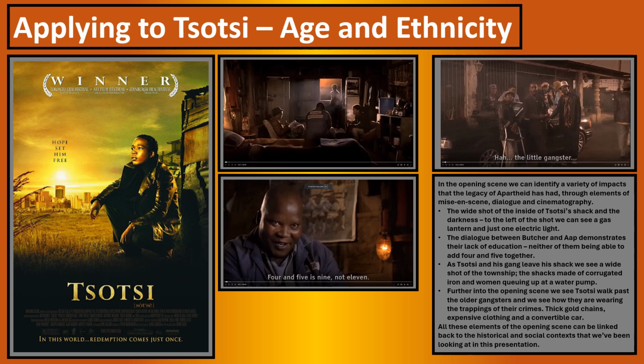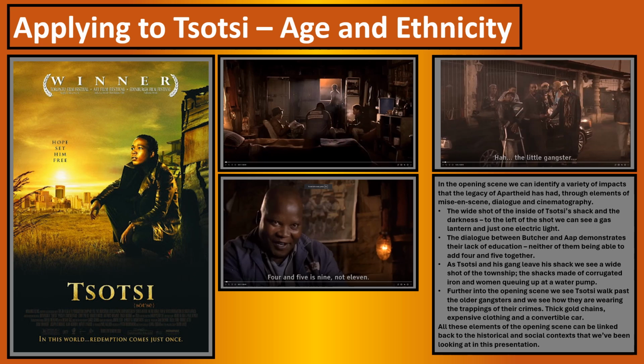So we start off with this wide shot of the inside of Tsotsi's shack. It's dark, it's dingy, it's untidy, and to the left of the shot we can see a gas lantern and just one electric light. And already what we can start to see is how that demonstrates the legacy of apartheid rule to us. In these townships, they are areas of poverty. There is no electricity for most of them, and we can see that demonstrated in the scene itself.